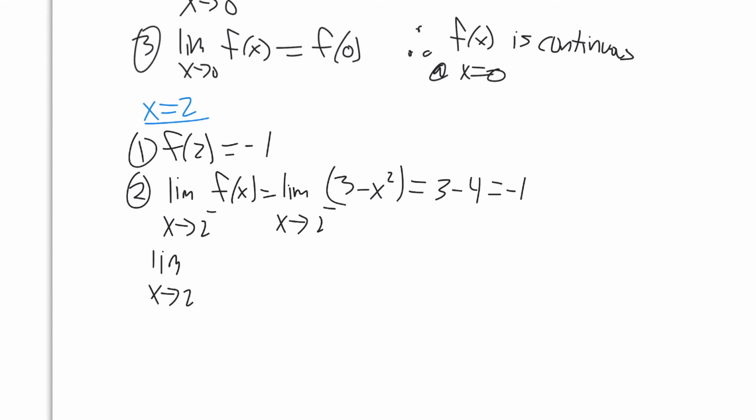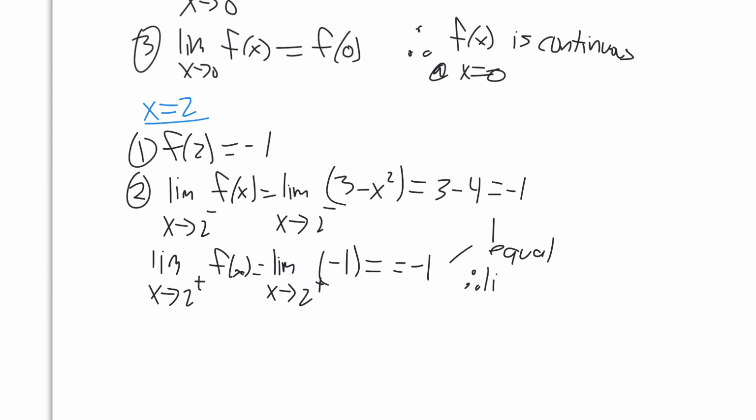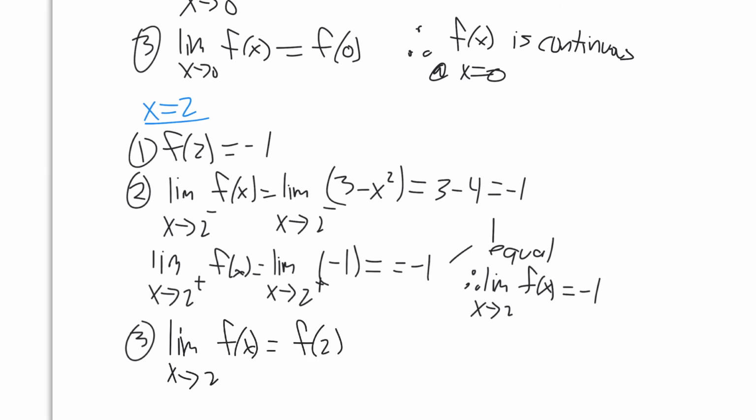Next up, we look at x approaching 2 from the right of f of x, which is going to be the limit as x approaches 2. If we're doing values greater than 2, it's going to be negative 1. The limit of negative 1 is just negative 1 because it's a constant, and these are equal. So therefore, the limit as x approaches 2 of f of x must be equal to negative 1. And of course, the number we got here, negative 1, is the same as the number we started with. So the limit as x approaches 2 of f of x equals f of 2.